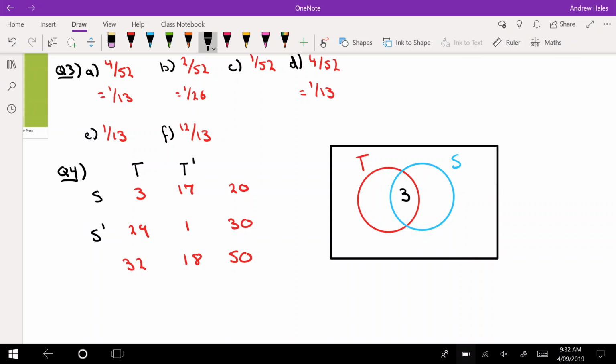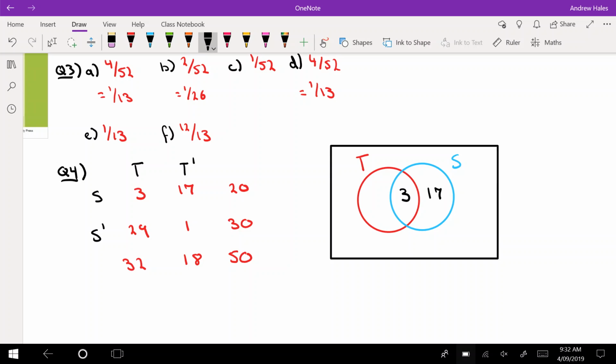How many people just like squash? Well, looking back to our two-way table, people that like squash but don't like tennis, that's S and T complement, that's 17. This is where it's really important that you get your set notation proper so you can figure out these questions quite easily, because you can say it: what's in T but not in S, what's in S but not in T, what's not in them both.